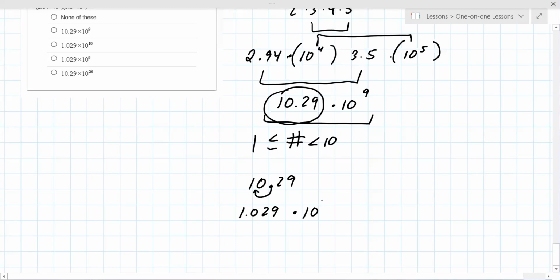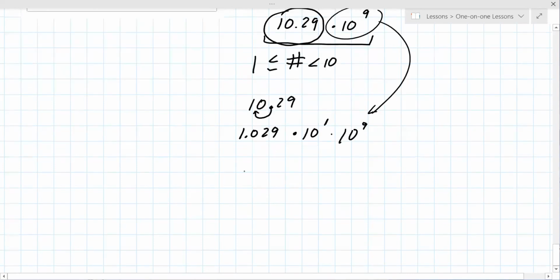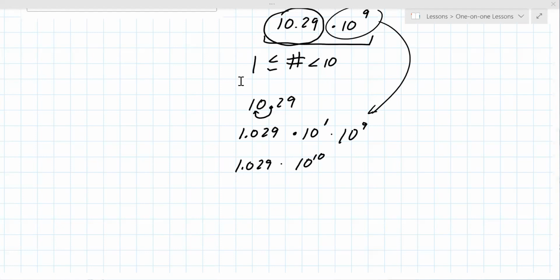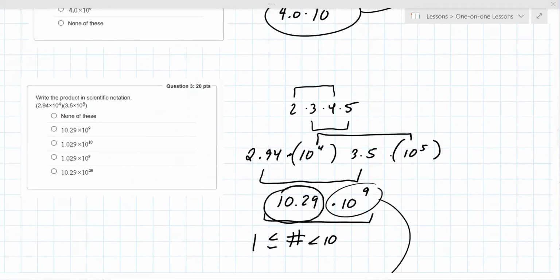Now, is it positive 1 or negative 1 here? How do you take this and go back to 10.29? You just reverse it. So it's positive 1. Yes. Now bring this down. So this would be 1 plus 9 is 10. So 10 to the 10. Is that answer there? Oh, I'm sorry, you don't have this one. Yeah, it's letter B.